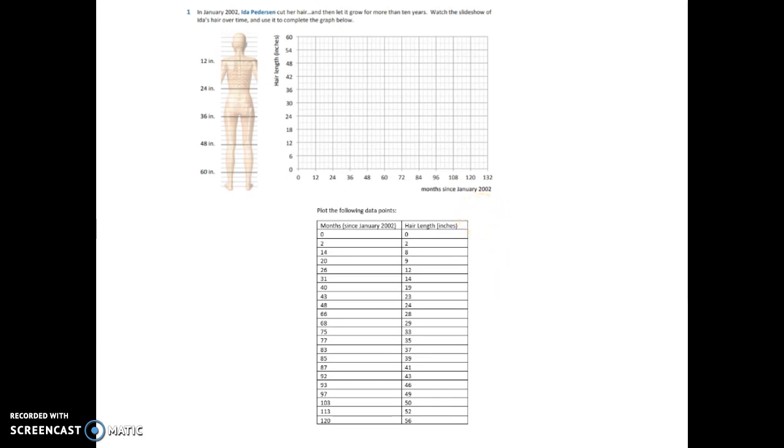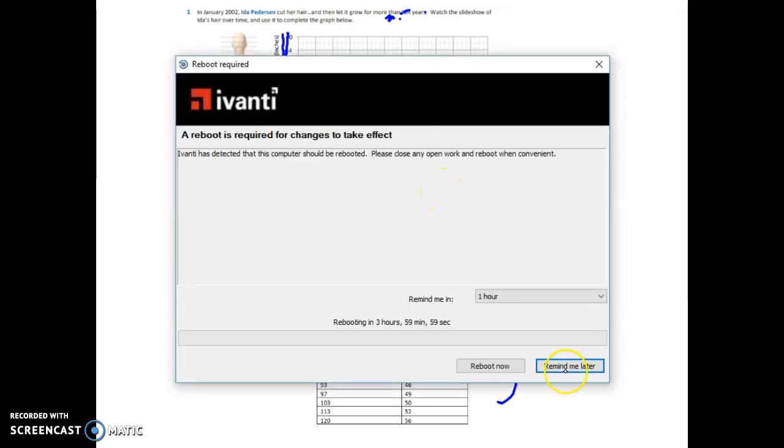So you're going to kind of estimate, because if you notice, your X, your independent variable, is the months since January 2002. So this would be your X value, the months since January 2002, and your output, or your Y values, would be your hair length, and that's in inches. This is going to be important because we have to make sure that we understand the line of best fit has to do with the units being months and inches.